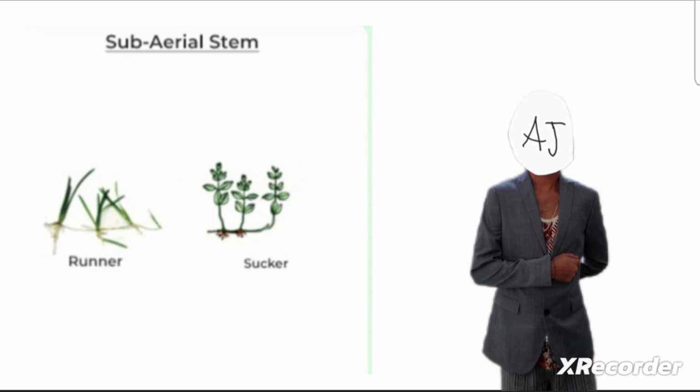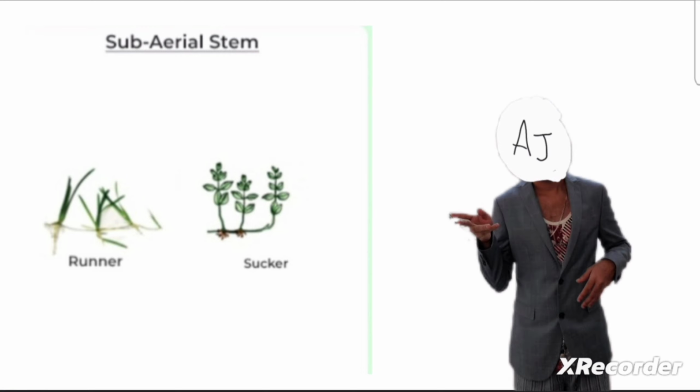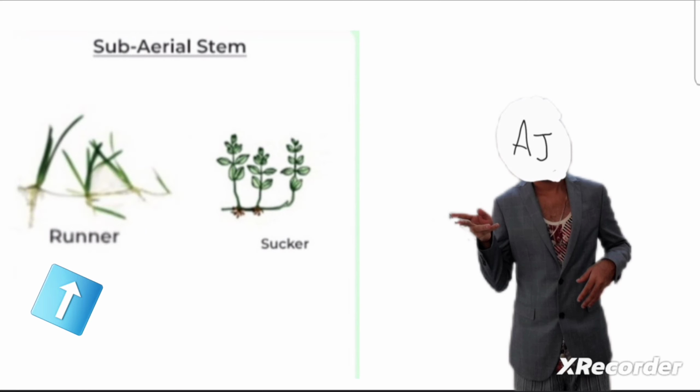Lastly, we have subaerial stems, which just grow right above the ground and usually crawl around. Most of you might recognize them by the other name, running plants. They often develop roots from certain spots to anchor themselves to the ground as they continue to run. Examples of these are runners and suckers.